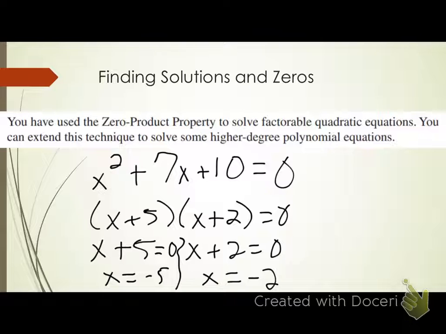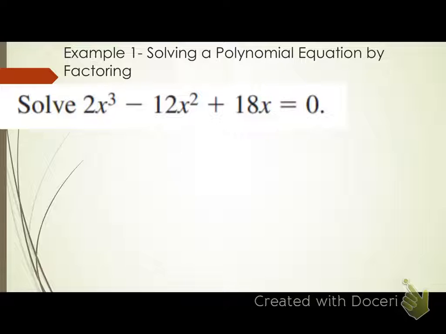So like it says, we can extend this technique to solve some higher degree polynomial equations. So for example 1, solve 2x to the third minus 12x squared plus 18x equals 0. This is no longer a quadratic. It's a cubic function, and it wants me to solve it. So I'm going to take some of the stuff I've learned in chapter 4 and apply it to this. So what do I need to do first here? Find the greatest common factor. See if there is one. Do I have a GCF here? Yes. Am I always going to have a GCF? No. What is my GCF?